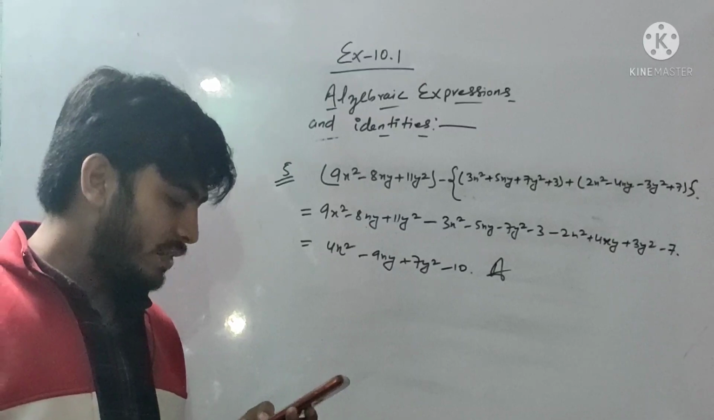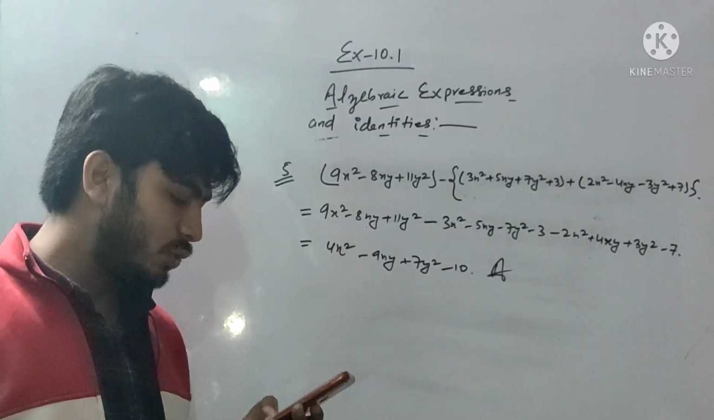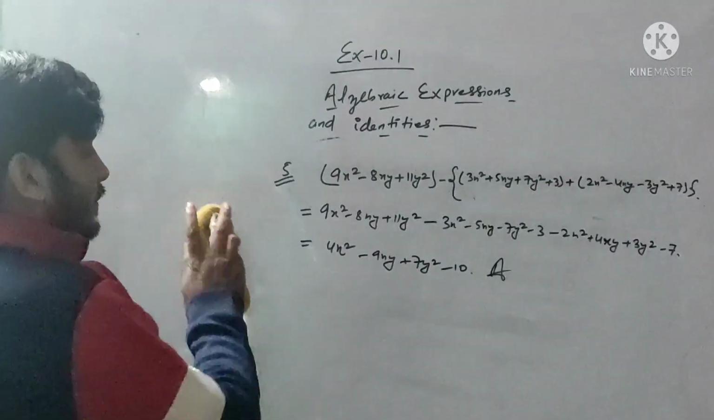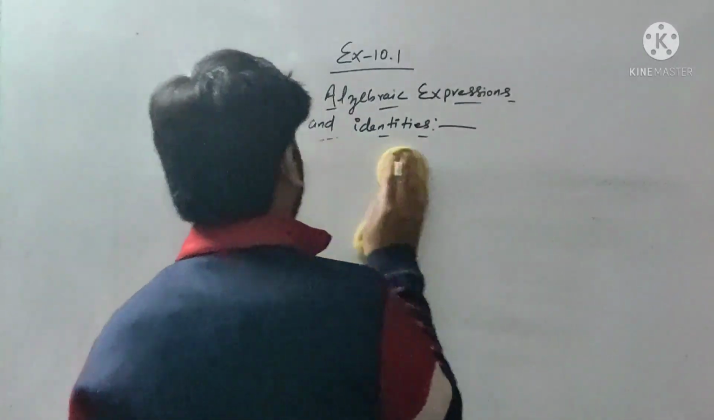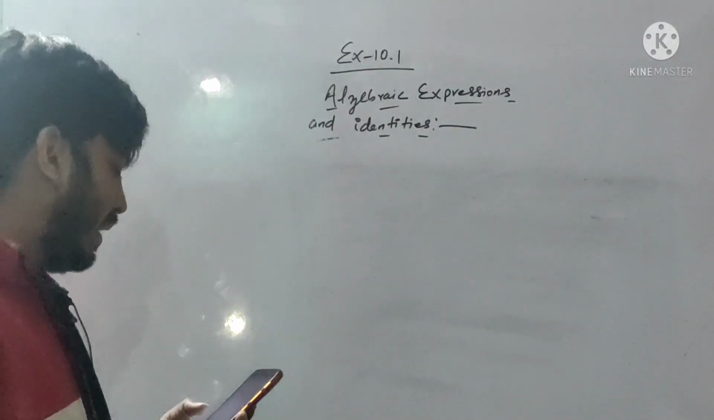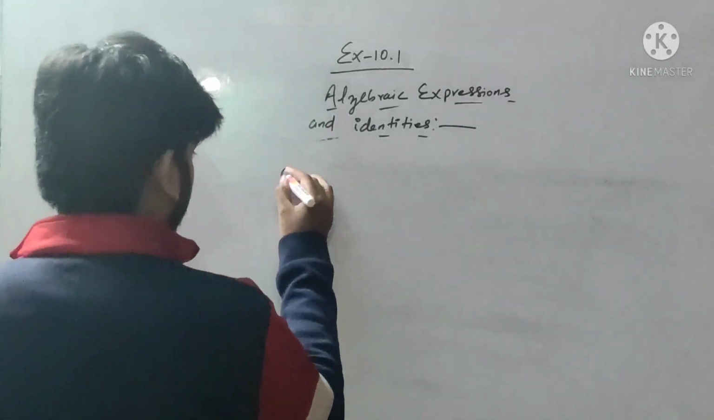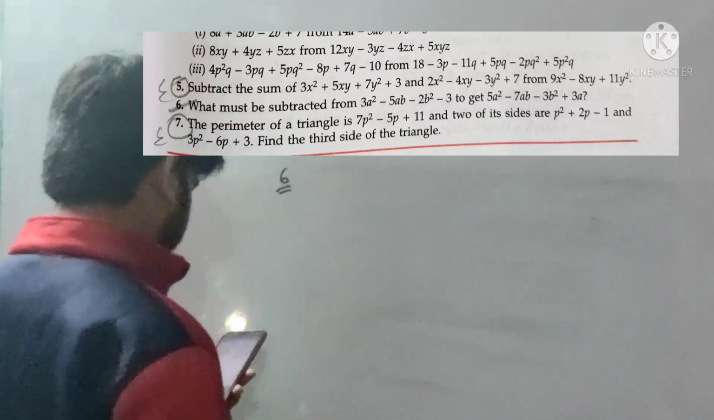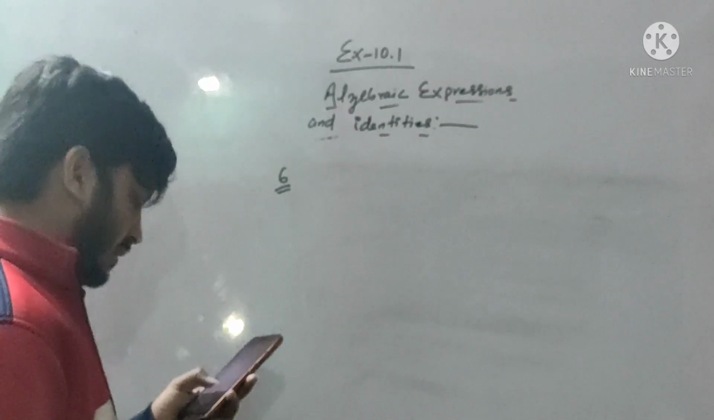Okay, so here question number 6. What must be subtracted from this to get this? So this is a very important question and very easy. See the question number 6. All my dear students, you all need to be very careful about this chapter, because this chapter is the basis for algebra. So we need to concentrate on this chapter, this exercise actually. So this will be what we must subtract from this to get this.